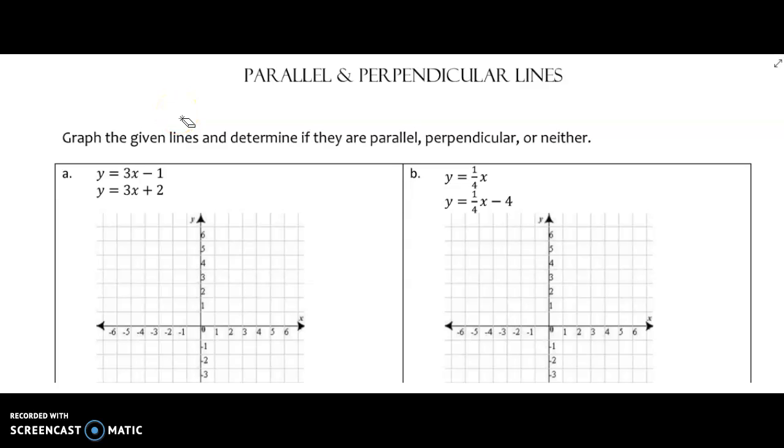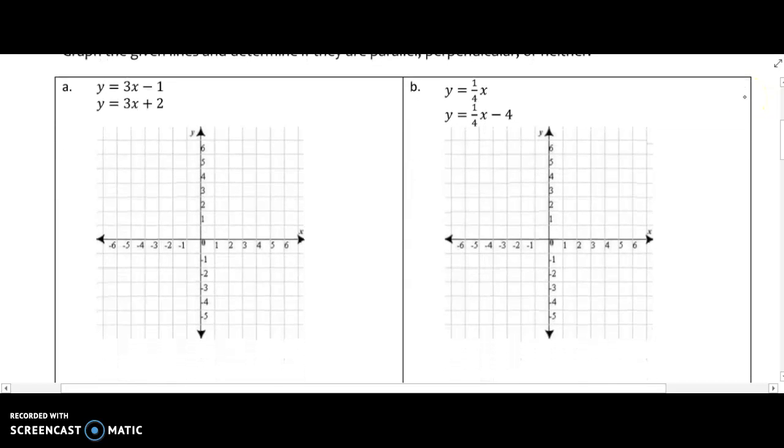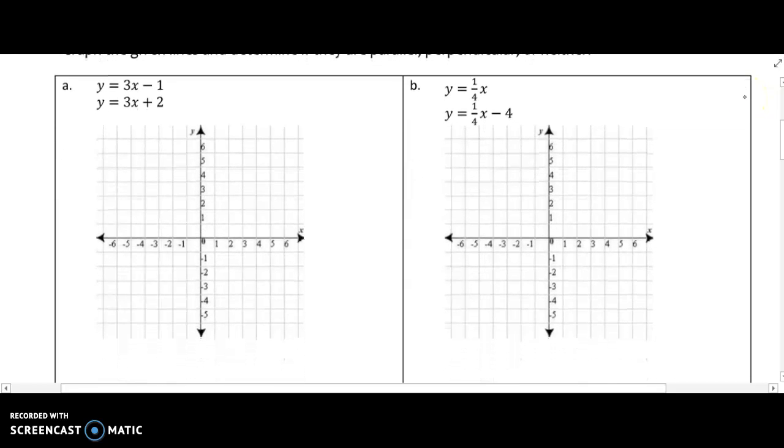All right, y'all. So since we took our notes on parallel and perpendicular lines, let's do some practice problems. Let's look at these first two problems here. Let's look at A. It says graph the given lines and determine if they're parallel, perpendicular, or neither. So let's look at the first two: y equals 3x minus 1 and y equals 3x plus 2.